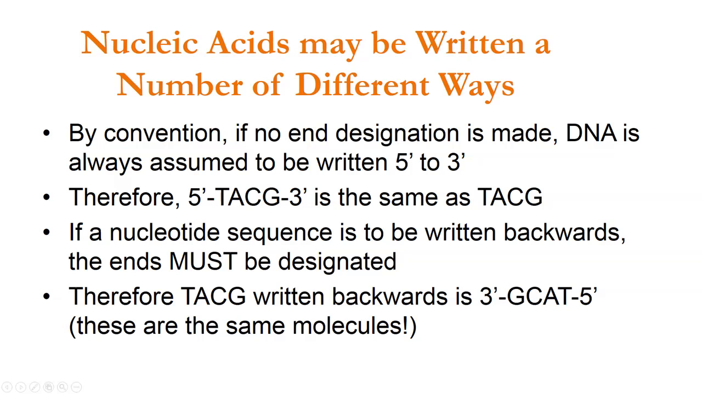If there is no designation made to the ends of the DNA, like if I give you a sequence that just says TACG, you can assume that all the way on the left is the 5' end and all the way on the right is the 3' end. So you can either designate this 4 nucleotide section as 5' TACG 3', like I've done there, or you can simply remove the end designations and just say TACG. Both mean the same thing. Once again, if it's not designated like this, it means this.